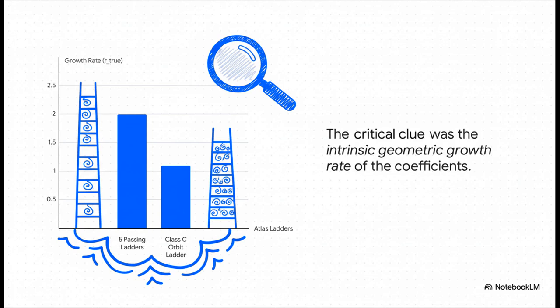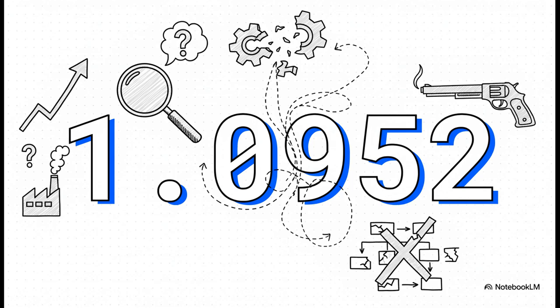And here it is. The clue was hiding in plain sight, in the coefficients themselves, their intrinsic geometric growth rate, what the paper calls R true. You see, for the 5 ladders where the test passed, that rate was hanging out around 2.0. But for our failing ladder, it was dramatically slower, barely above 1.1. The entire mystery comes down to this one number, 1.0952. That's the precise growth rate that cracks the case. This slow growth is the smoking gun.